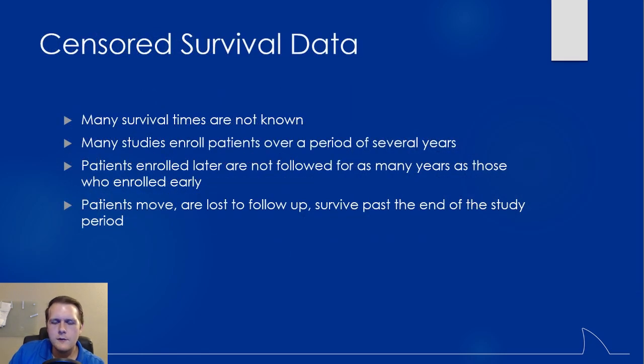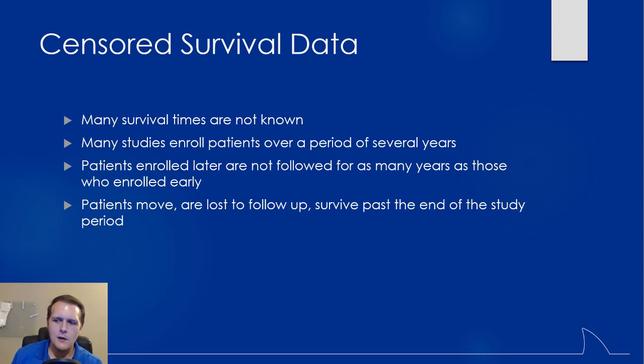So when we say censored survival data, that basically means where people kind of get taken out of the calculations for one reason or another. Maybe patients kind of fall out because they don't want to follow up anymore. Maybe they move. Maybe they survive past the end of the study period. If at any point they don't get included in the final results, that's called censored survival data.